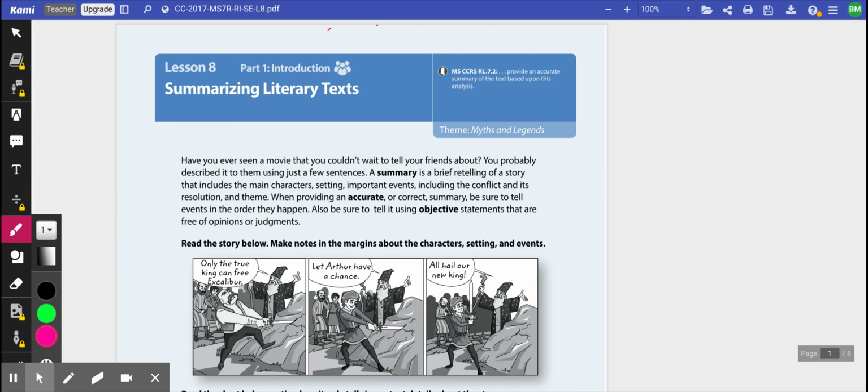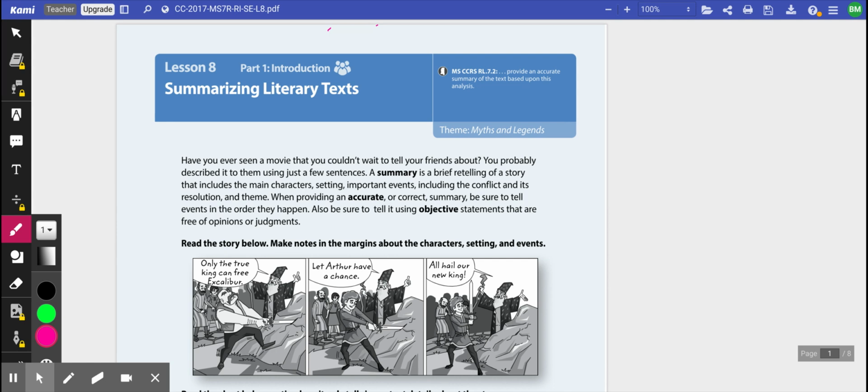So today we're going to be talking about summarizing literary text. At this point in time, I need you to make sure you get out your workbook, and it is open to page 69. Please get out your workbook, pause this video, and get it out if you need to. I'm assuming we have our workbook out and we are all ready to go.